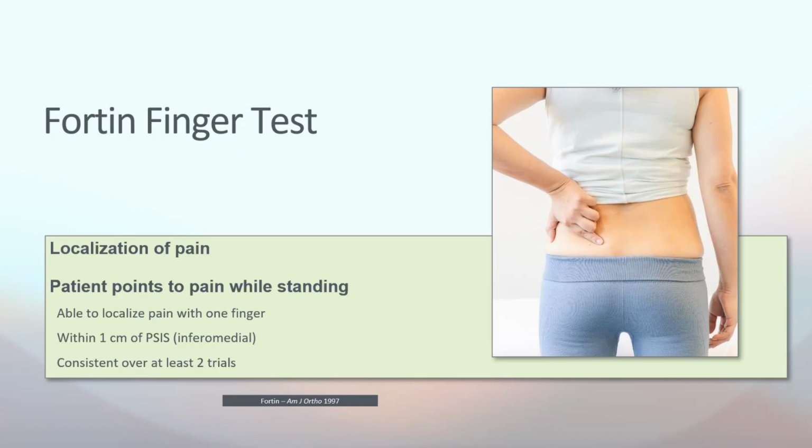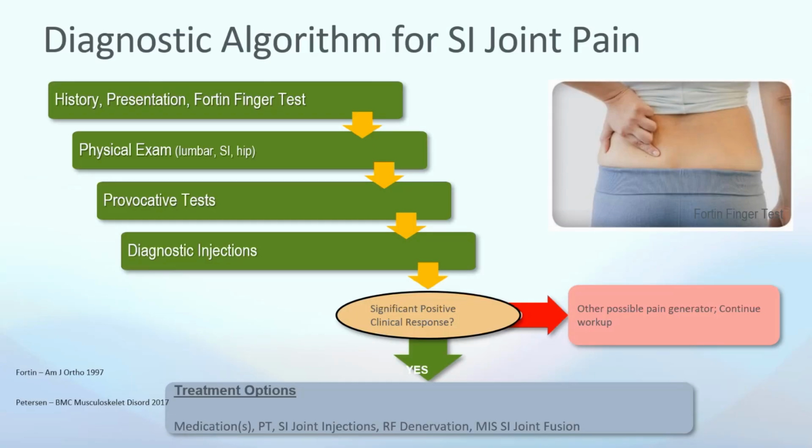Not a generalized "this hurts" all over the place, but they'll be very specific about it. Not every single person is going to have it. That doesn't mean that if they don't point to that exact area, you just brush it off. But typically that's a good sign that that's probably what's causing it. So let's get into some of the other physical exam things. We'll get more specifically into the injections, but that's kind of your algorithm.